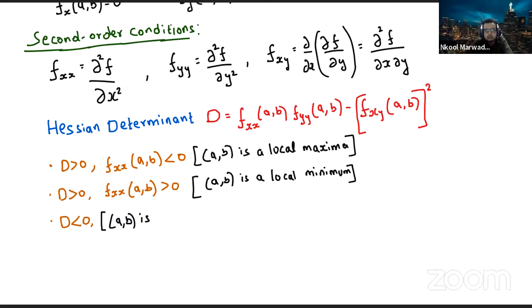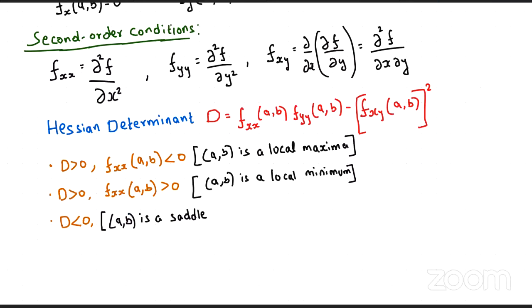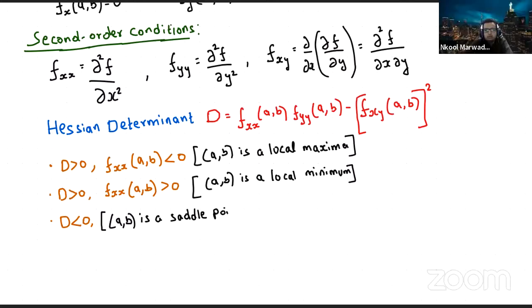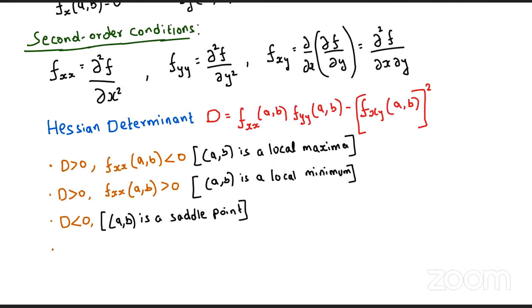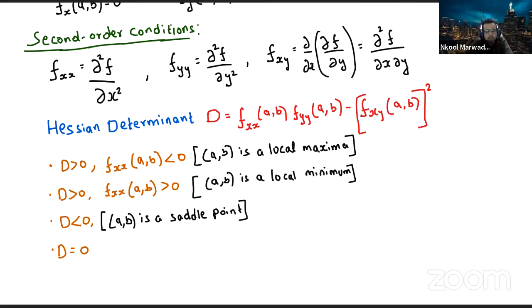Okay, this is so interesting that if the Hessian determinant is negative, then the stationary point has to be a saddle point. And in order to pull the legs of the student, there can be a condition where D is equal to 0. Then if D is equal to 0, then you have to say that the test is inconclusive.